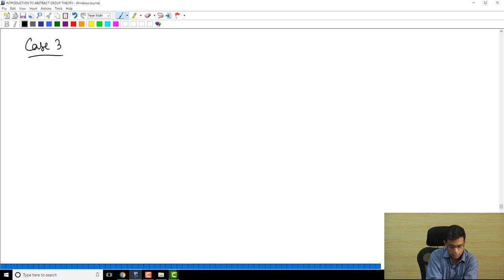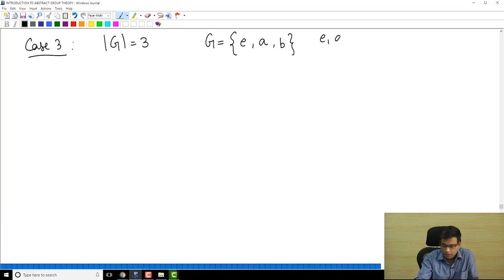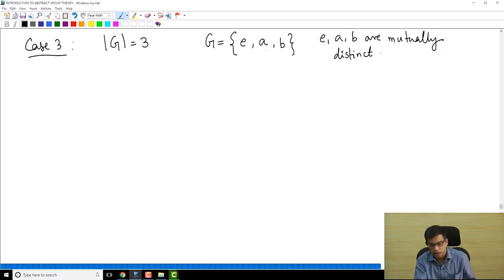So, case 3, order is 3. By the same convention as in the previous case, I am going to enumerate and give names to the elements. E is one element, that is the identity element. Let us pick A as the second element and let us pick B as the third element. So, as before, we have E, A, B are distinct elements. In other words, A is different from E, B is different from E and A is different from B. G has 3 different elements and I am calling them E, A, B. E is the identity element, A and B are non-identity elements.